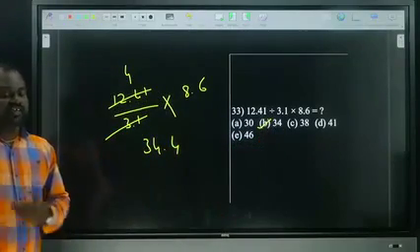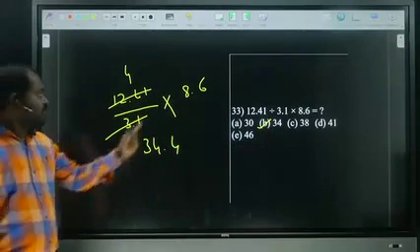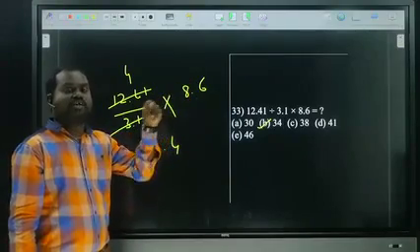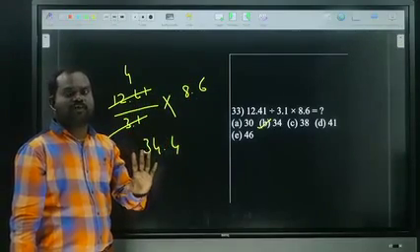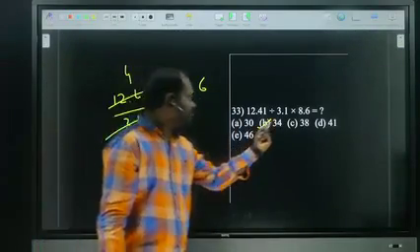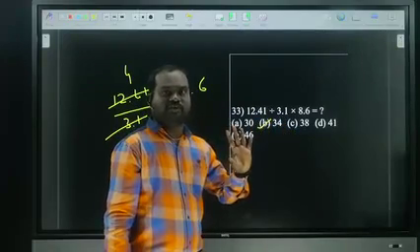If you write it as a 9, 4 nines are how much? 36 you will get. But the nearest options are 34 and 38. At that time you will get the confusion.